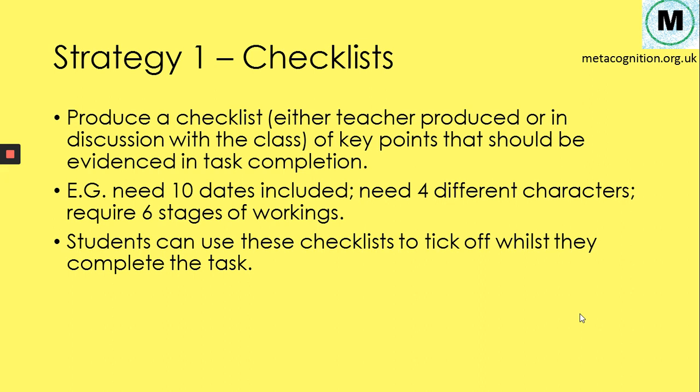Once you've done that, students can then literally tick these lists off as they go. So if they know that they've got to include 4 dates, if they've included 4 dates in their plan, they can then tick them off one by one as they've included them in their answer. So it's a simple case of, this is what I need to include, tick it off as you go. Very quick and easy way to monitor that you're heading in the right direction.